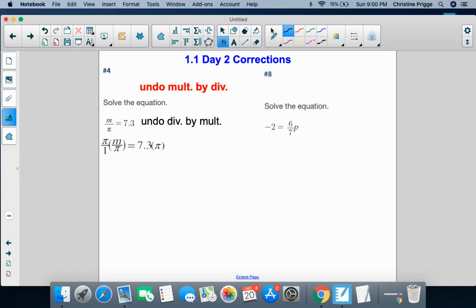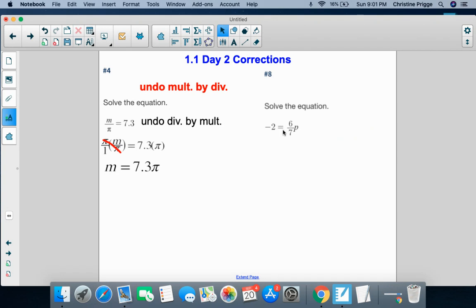What happens here is another cancellation. Pi over pi ends up being 1, and this cancels out. So I end up with just the m on one side and 7.3 pi on the other side, and I'm finished. If you wanted to go into your calculator and put 7.3 pi, it would give you the same answer, just 7.3. So that is the value of m. Notice all we did was take away the pi. That's all we had to do to solve that one.